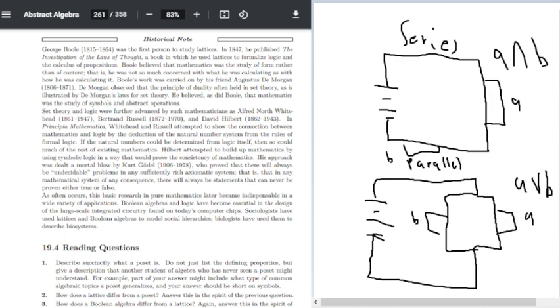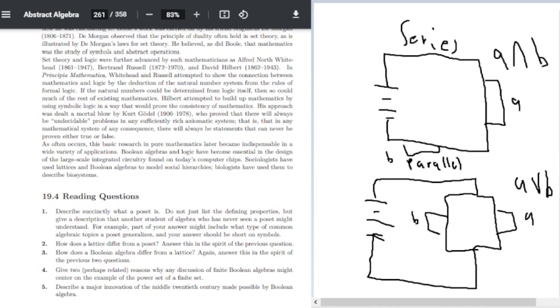As often occurs, the basic research in pure mathematics later becomes indispensable in a wide variety of applications. Boolean algebras and logic have become essential in the design of the large-scale integrated circuitry found on today's computer chips. Sociologists have used lattices and Boolean algebras to model social hierarchies. Biologists have used them to describe biosystems.